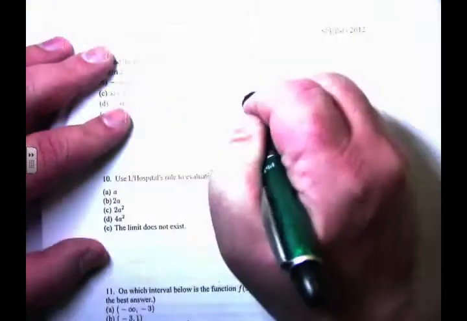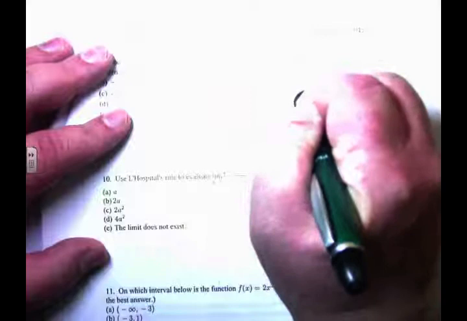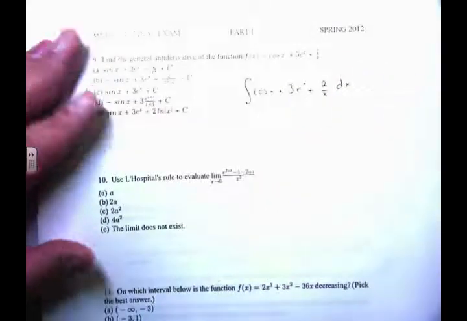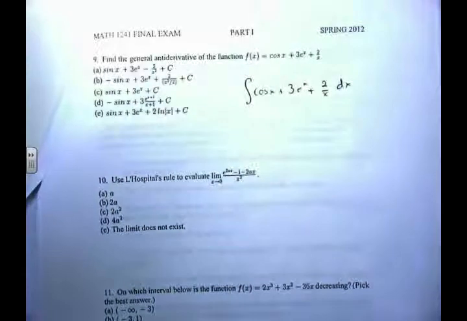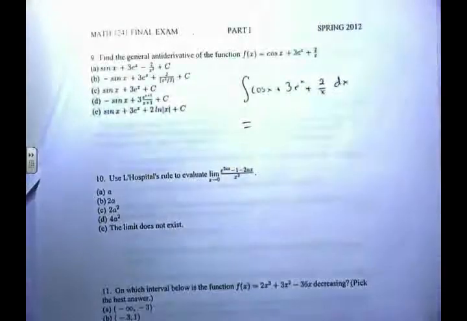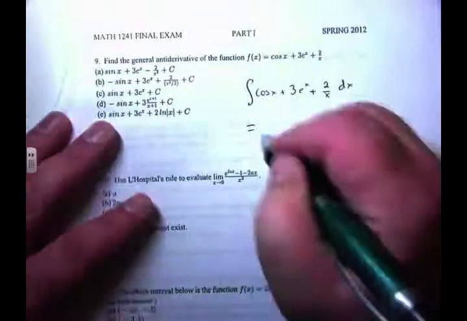So the general antiderivative of the function f of x, if I'm going to take the antiderivative, I'm going to integrate the cosine of x plus 3e to the x plus 2 over x, and I'm going to put dx because that's my variable. Well, this is pure memorization of the rules. You're going backwards, but there's a nice way to check, and I'll show you that in a second. Take the antiderivative, pure memorization. What is the antiderivative of cosine of x? Sine of x.